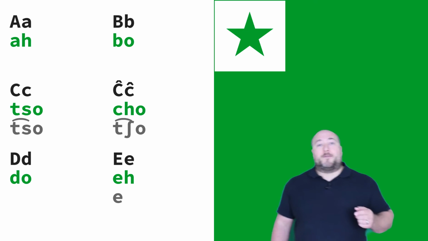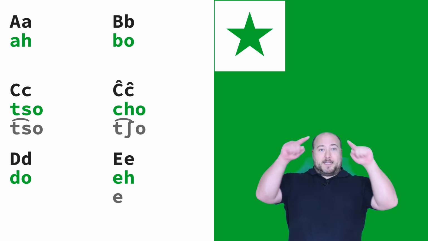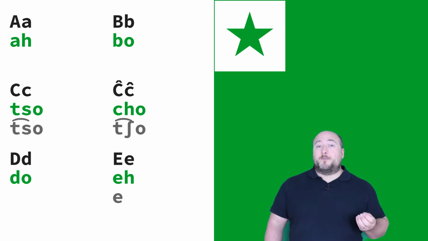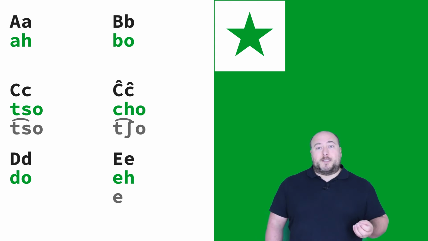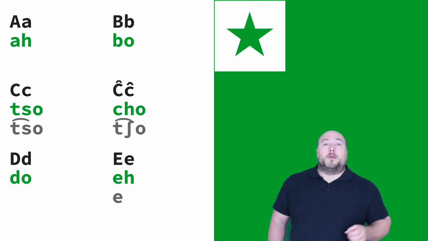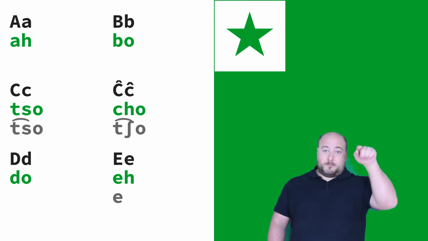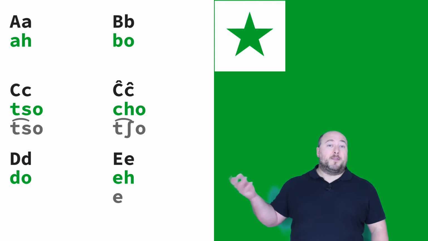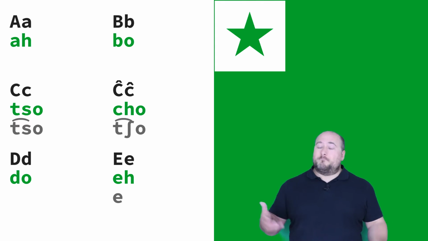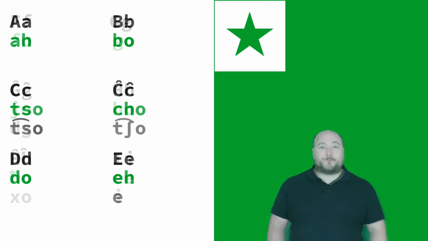Next to it, we have a C with the little hat on it. That is called a circumflex, and there are a few letters in Esperanto that have that on it. In this case, it changes the sound to a ch sound. So as well as so, we also have cho. Exactly the same letter, just with a circumflex over it. And then underneath, do and e, pronounced as you would.